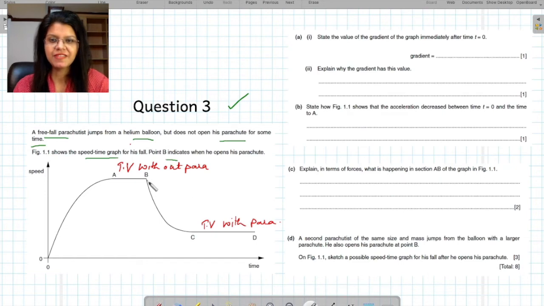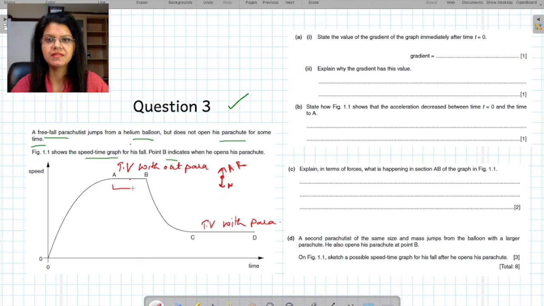Right, so here you have cases of two terminal velocity. First, without the parachute. Then a new terminal velocity with the parachute, a lower terminal velocity. Why? Because the parachute opens and the backward air resistance increases. What happens at AB? If this is your parachutist, this dot, the weight here is equal to the air resistance.